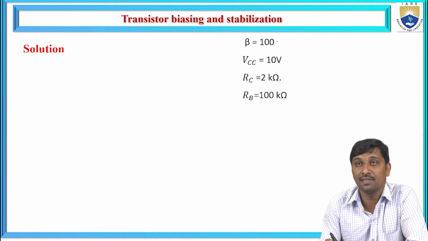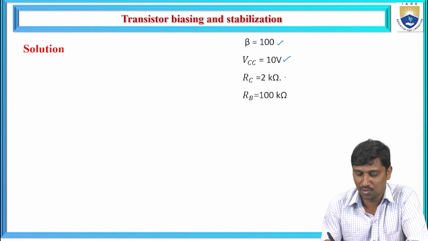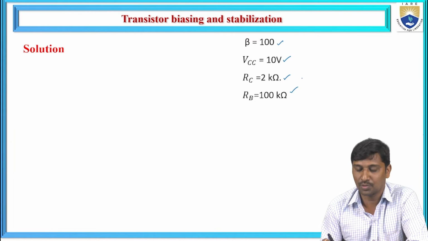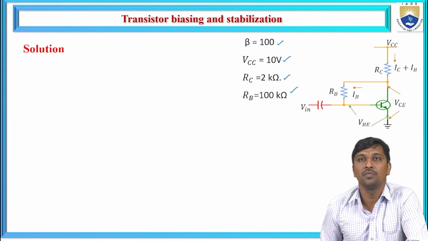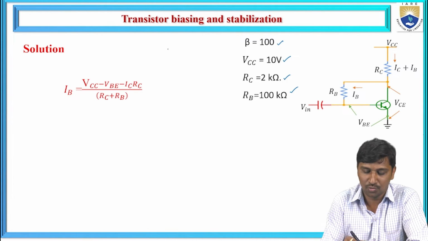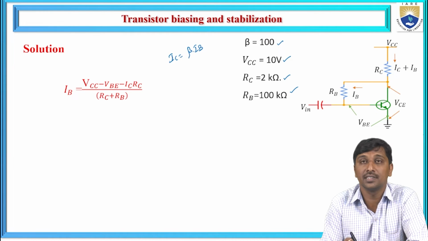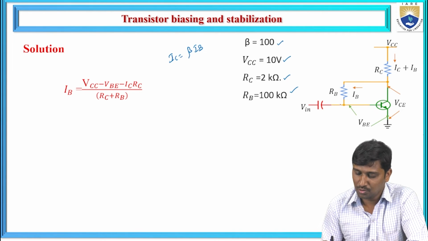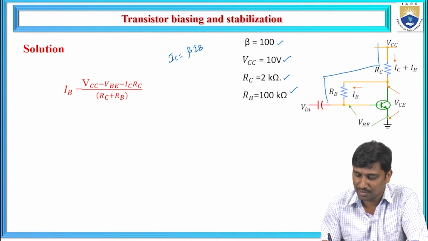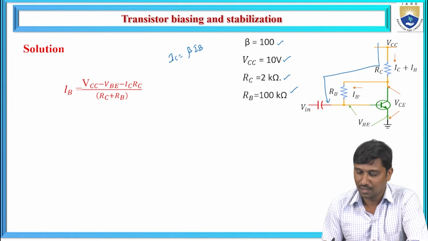So hence, from the given specifications, beta is 100, VCC is 10 volts, collector resistance is 2 kilo ohms, RB is 200 kilo ohms. Now we need to first identify this IC. We know that generally IC is represented as beta times IB. So first we need to determine how much base current flows with respect to the biasing voltage and biasing resistances. If you apply the KVL analysis from the VCC node to the input node, from this I'm going to calculate this IB.